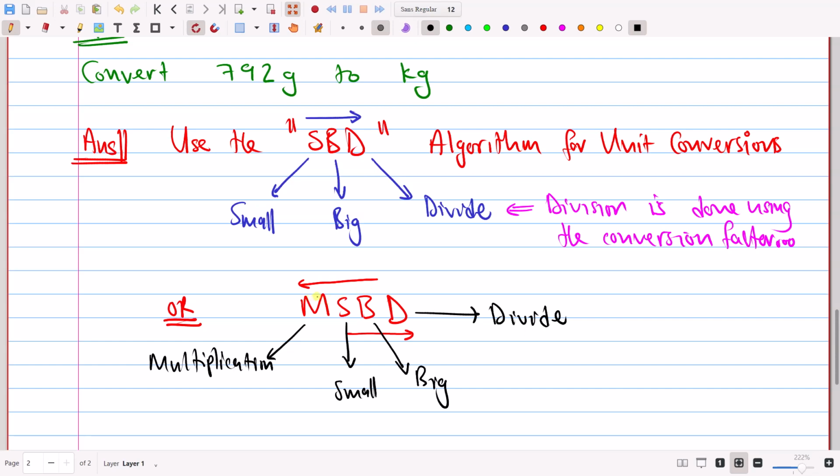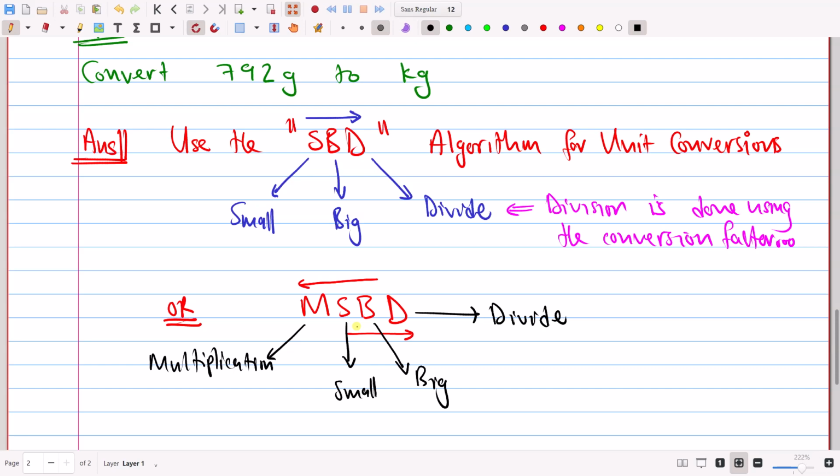What it simply means is that every time you move from a big unit to a small unit, you multiply. But when you move from a small unit to a big unit, you divide. This is the algorithm that we use. You just have to memorize one of them, not both. If you stick with the SPD, it's fine, because if you are not moving from small to big, you just have to multiply. So the MSBD won't be necessary, and sometimes it can be confusing. That's why I don't usually bring that out, but it depends on which one you understand much better.